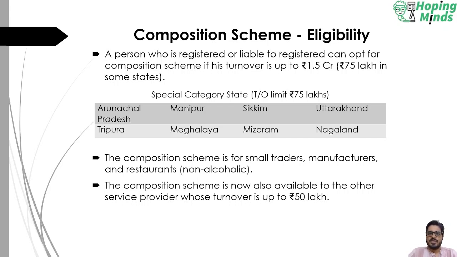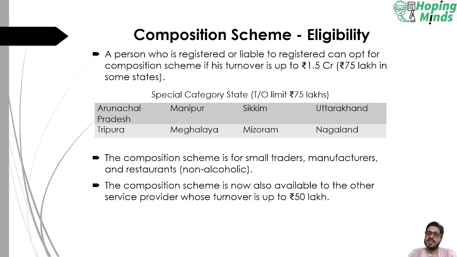So, a person who is registered or is liable to get registered under GST can opt for composition scheme if his turnover is up to rupees 1.5 crores. This 1.5 crores is read as 75 lakhs in some special category of states. What are the special category of states? These are Arunachal Pradesh, Tripura, Manipur, Meghalaya, Sikkim, Mizoram, Uttarakhand and Nagaland.